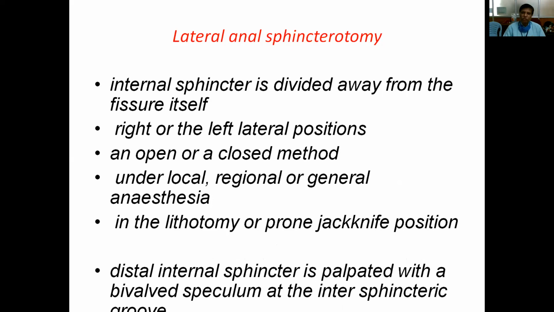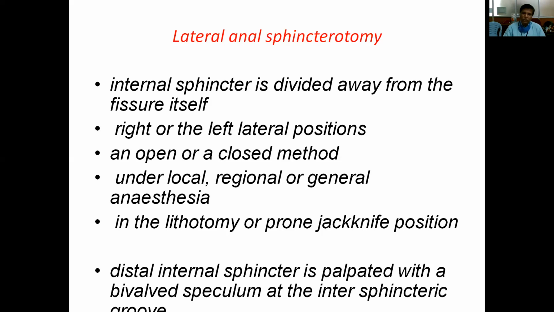The sphincter is divided away from the fissure itself, either on the right side or the left side. It can be done by open method or closed method. Under local, regional, or general anesthesia, any type of anesthesia can be suitable for this. The patient is kept in lithotomy position or prone jackknife position. Lithotomy position is what European and Asian countries follow. In America, they follow the prone jackknife position.